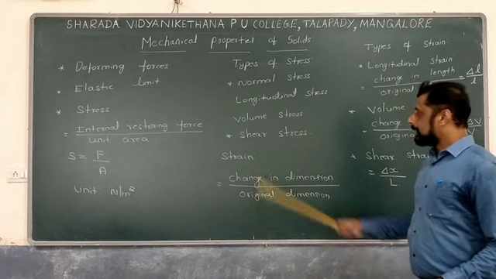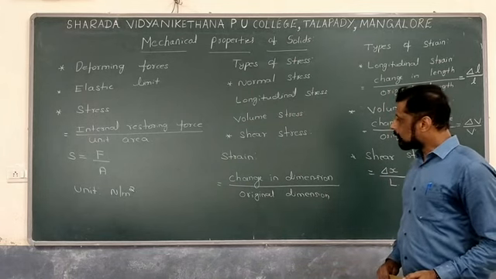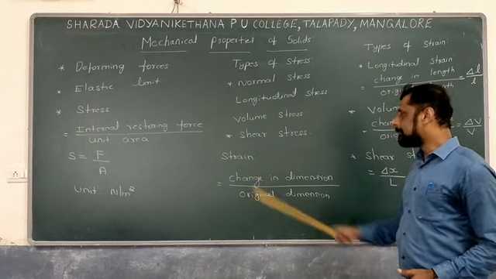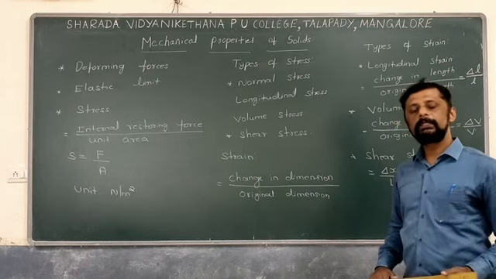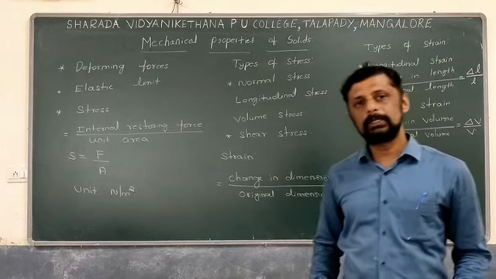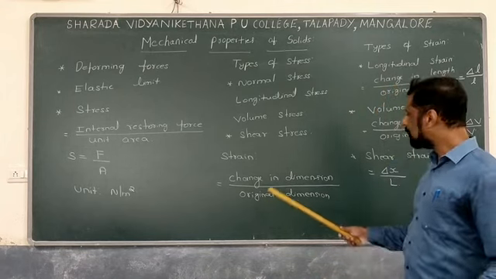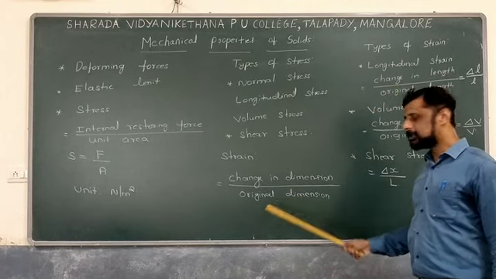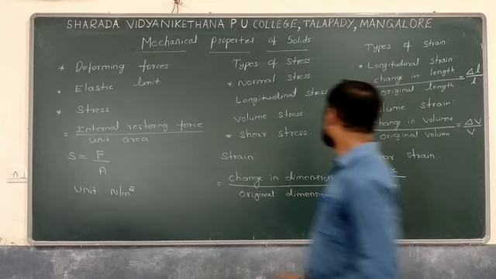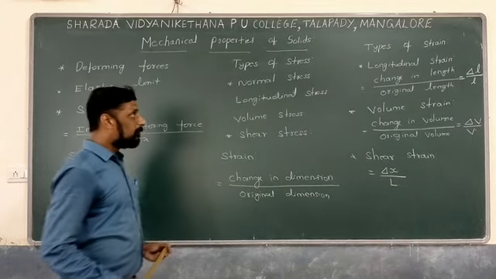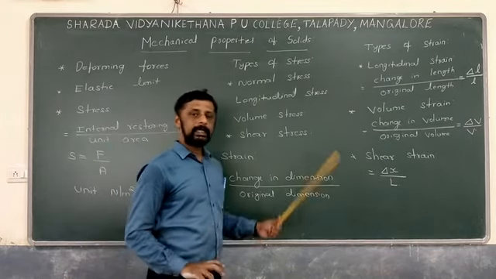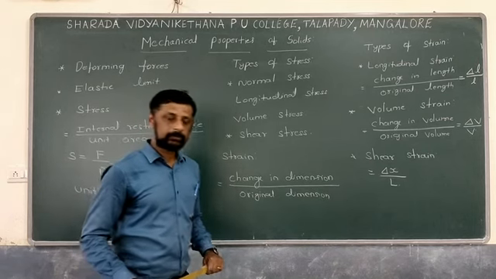So next, strain. Strain is another physical quantity. Strain can be defined as the ratio of change in configuration to the original configuration, or you can also define it as the change in dimension to the original dimension. So it has no units. Different types of strain: corresponding to the three types of stress, there are three types of strain.